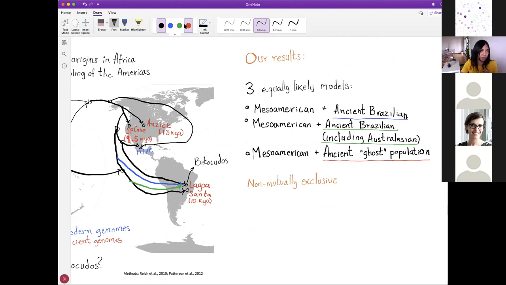And in the third model, to explain the ancestry of the Botocudos, we need something similar to what happened with the Mexican genome, an input of ancestry from a ghost population for which we don't have a good genome to explain this ancestry. So these are three good models, and they are non-mutually exclusive.